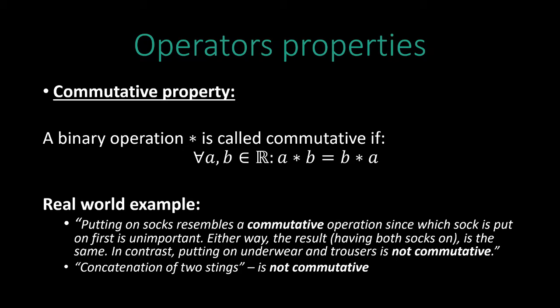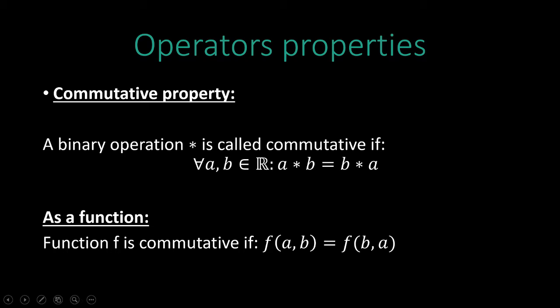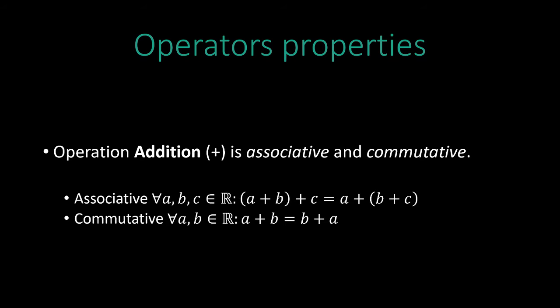Nice. In contrast, putting on underwear and trousers is not commutative, right? We get that. I don't have to explain that. Okay, good. And the same way, concatenation of two strings is not commutative, because hello world and world hello is not the same. Nice. So this would be commutativity. As a function, for some functions we have written in Python, this is true, and for some it's not. So it's like another notation which would talk it as a function. And so we have kind of talked about it in this case. So with addition, we know that addition is associative. We know that addition is also commutative.